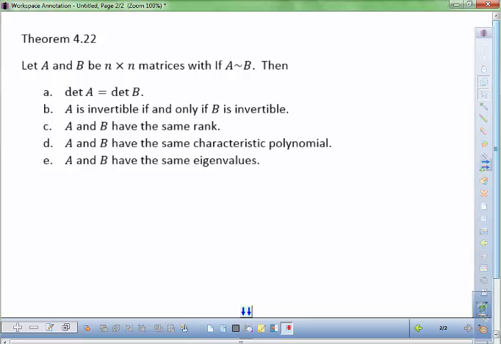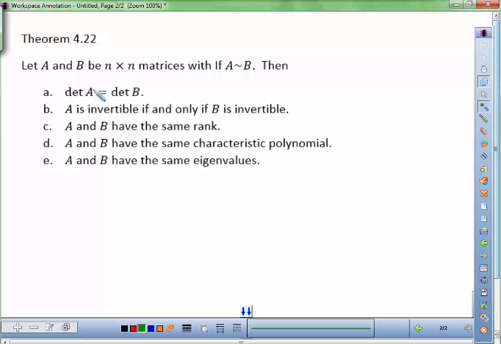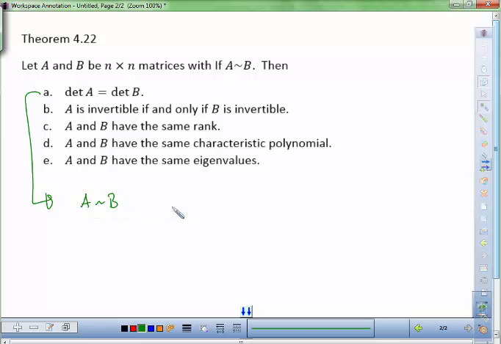All right, so let's try to prove the first one. I think if we prove the first one, the second one follows, and we can say that we kind of proved 2 out of the 5. So let's see if we can prove the first one. The determinant of A is equal to the determinant of B if the two are similar. So we assume that A is similar to B. That implies, according to the definition, that there exists an invertible matrix P so that P inverse A P is equal to B.